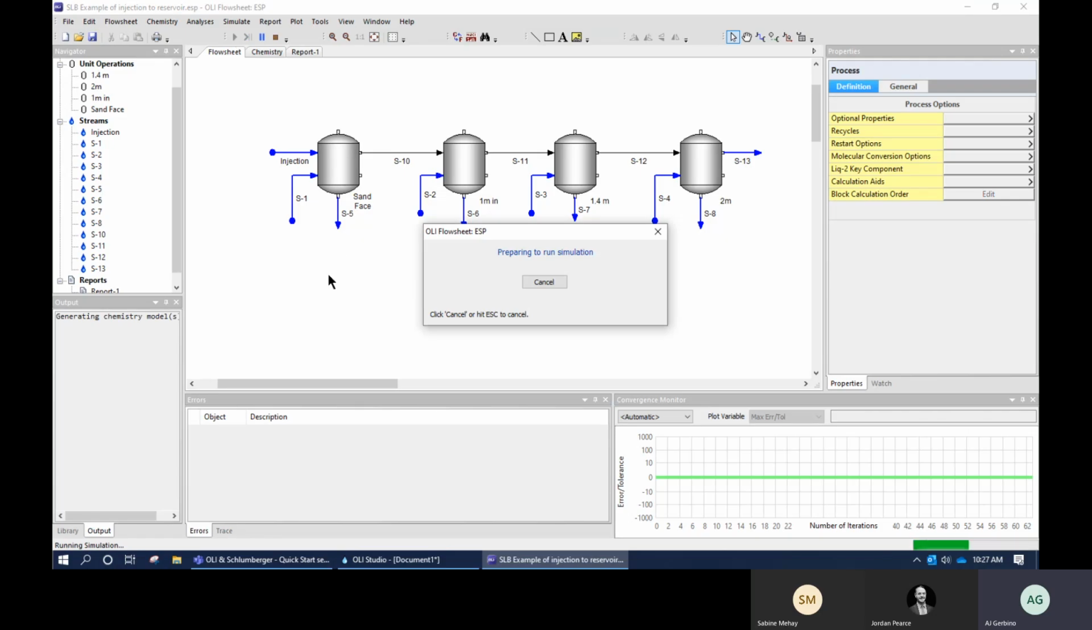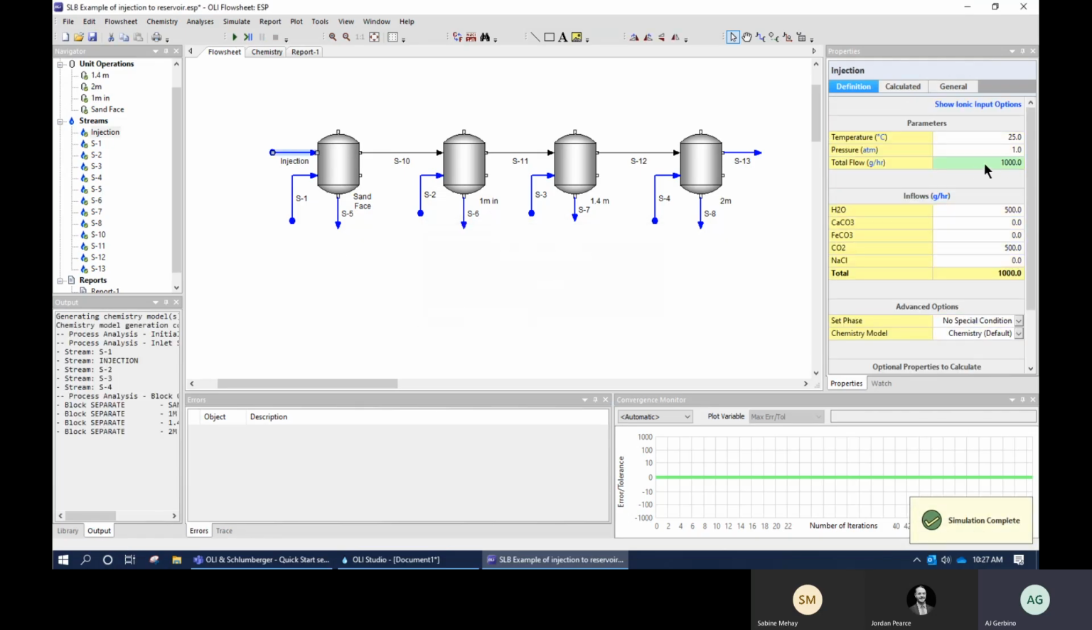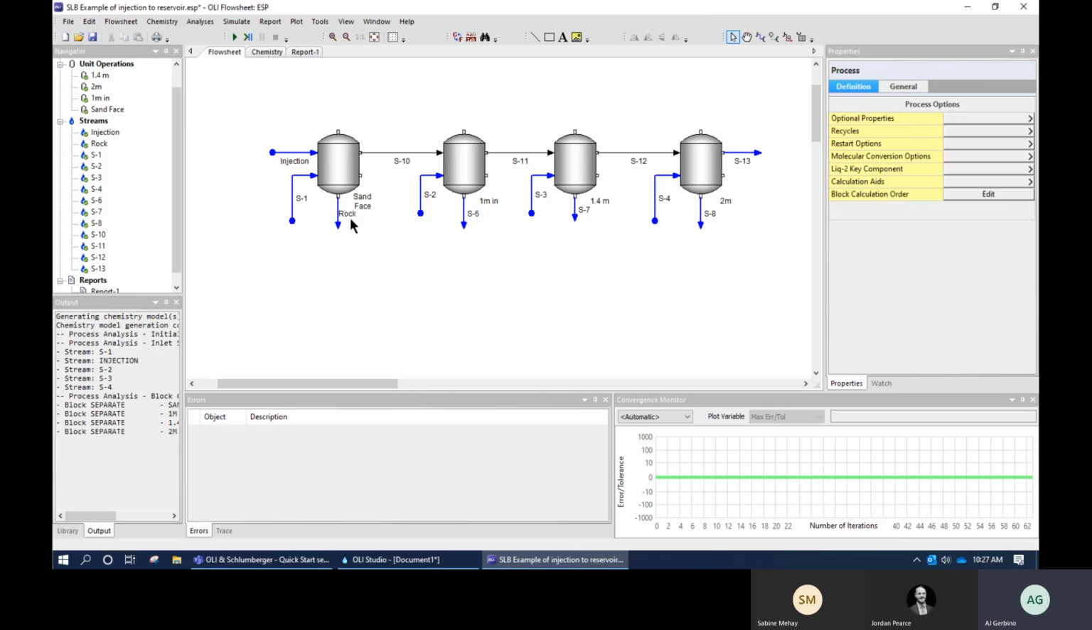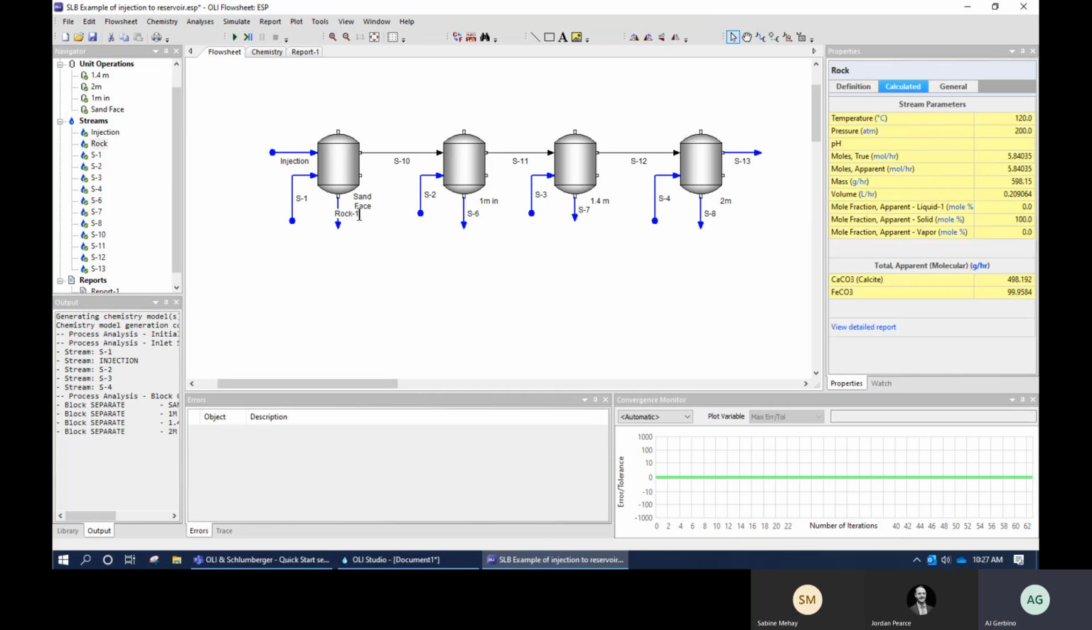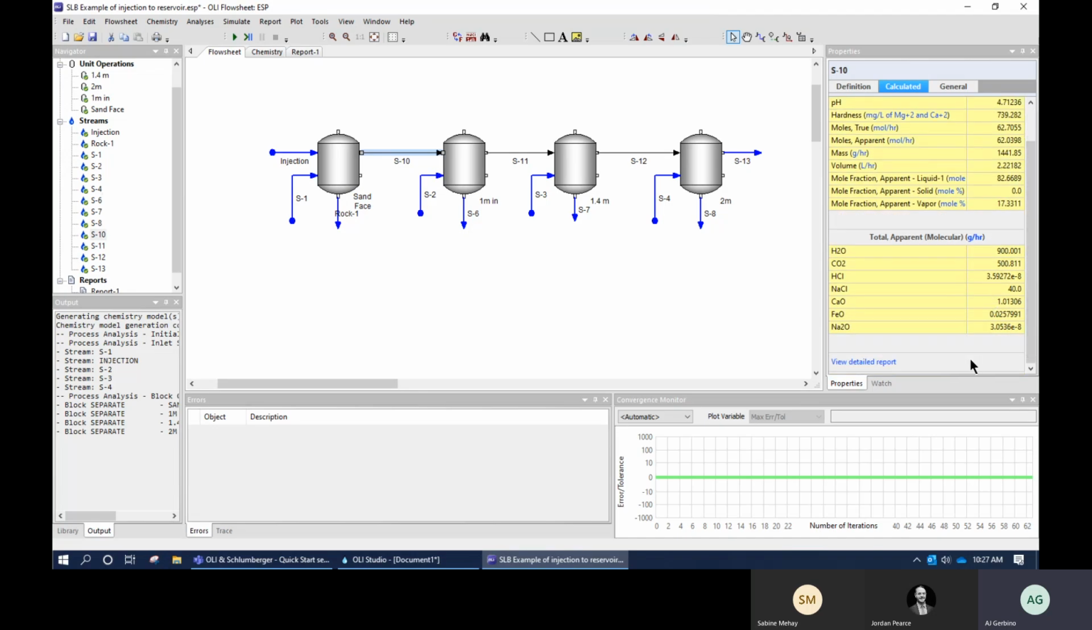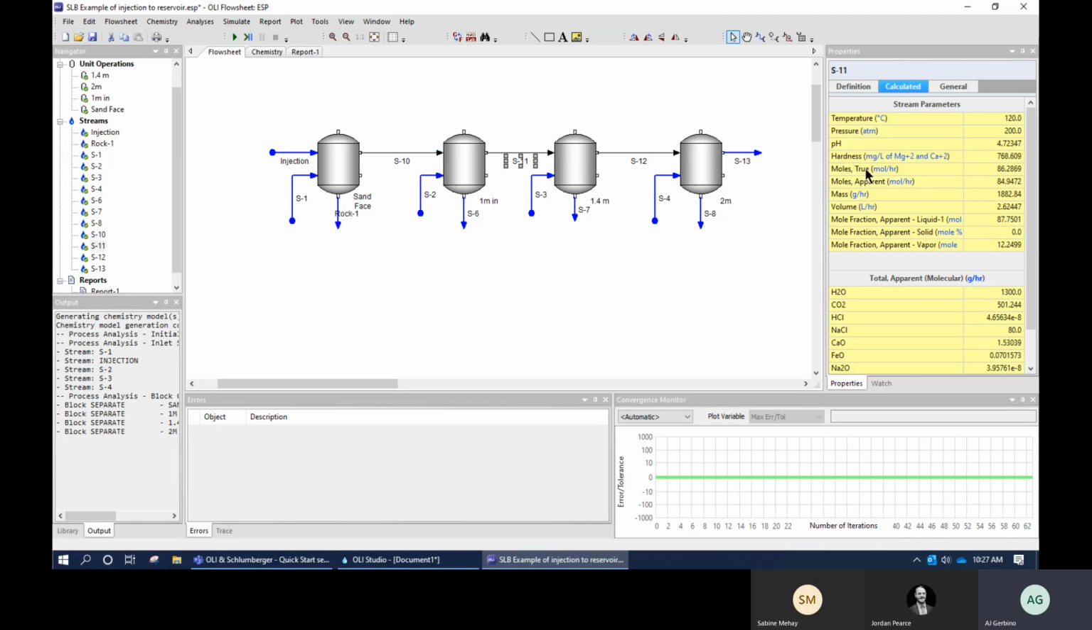As it's calculating, this injection fluid, 1,000 grams of it, is going to react with this rock here first. The liquid is allowed to move to the next step. The rock, because I've got this stream here, stays in place, so it's not allowed to travel along with the liquid. What comes out here is just that 1 kilogram of water with whatever limestone and siderite it dissolved. That liquid then goes to the next step, and the next, and the next.